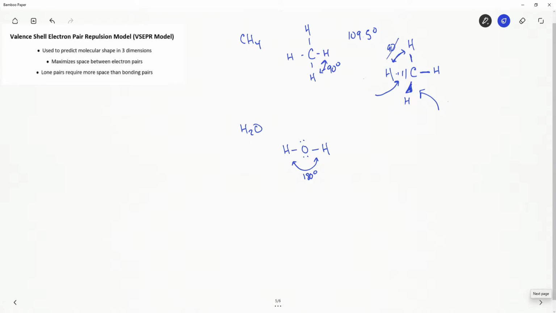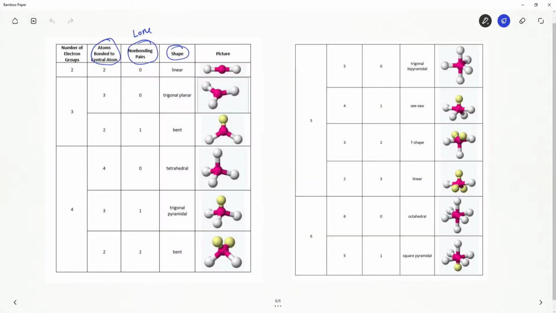Yes, we can. We just need to look at our table on our other page here. I am going to rewrite the Lewis structure up at the top of the page just so we have it for reference.